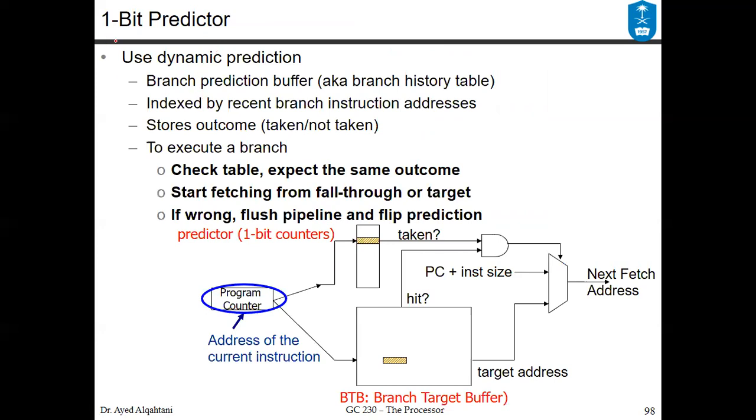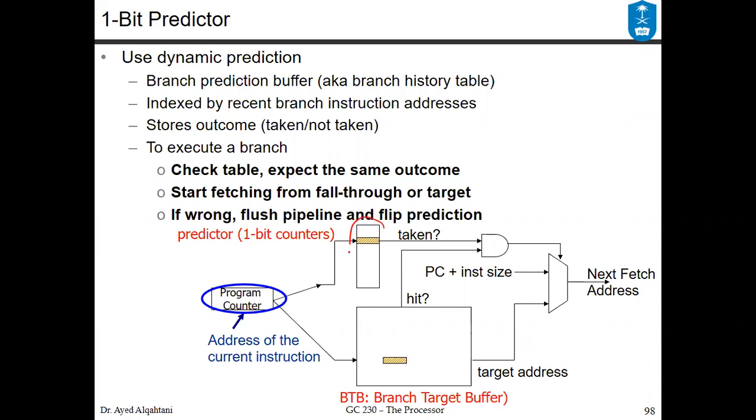To understand the 1-bit predictor, here's the figure that shows you have a program counter, and you should have the 1-bit counter or the predictor as a history here. So for each branch, you should have a history for it. So you have 1 bit stored here. If it is 0, not taken. If 1, then the branch is taken. That's it.